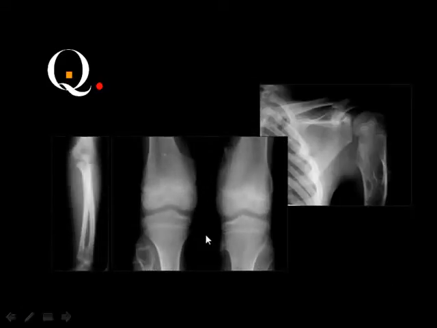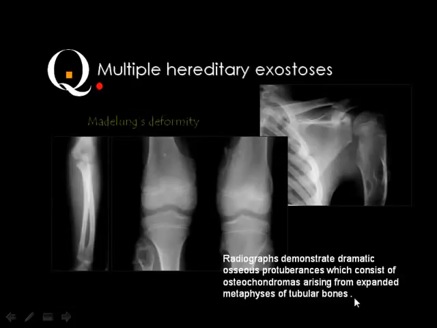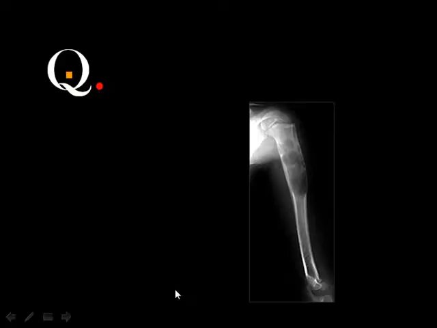Yes, diaphyseal aclasis with multiple exostoses, hereditary exostosis. What do you think? And simple bone cyst. Okay.